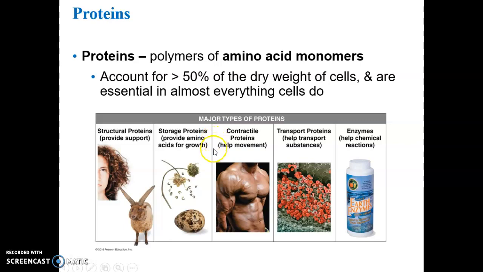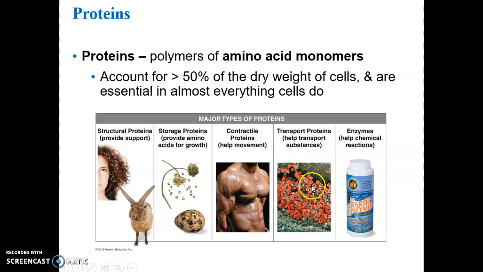Storage proteins provide amino acids for growth. So we have storage proteins that are broken down to form the monomer amino acids that organisms can then use to build the proteins that they need in the correct amount at the correct time. Contractile proteins in muscles help us move our bodies, move food through our bodies, movement. There's transport proteins.